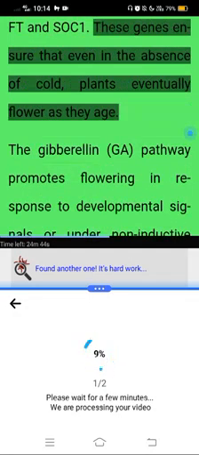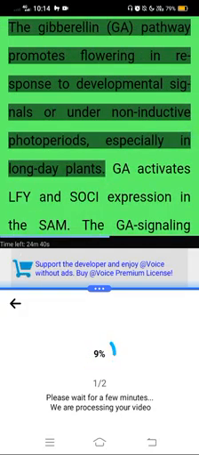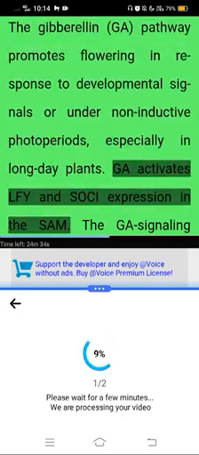These genes ensure that even in the absence of cold, plants eventually flower as they age. The gibberellin GA pathway promotes flowering in response to developmental signals or under non-inductive photoperiods, especially in long day plants. GA activates LFY and SOC1 expression in the SAM.